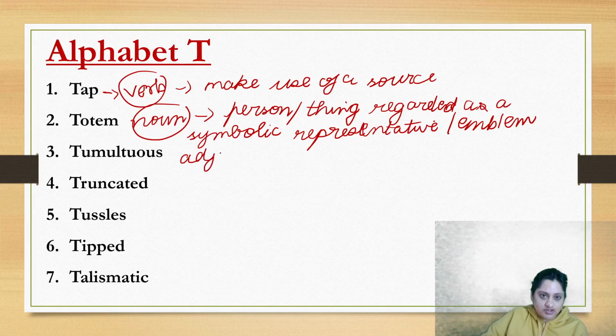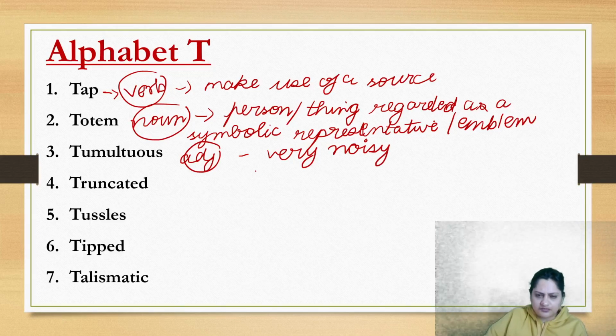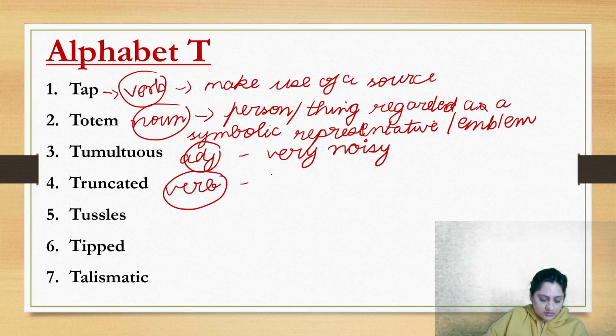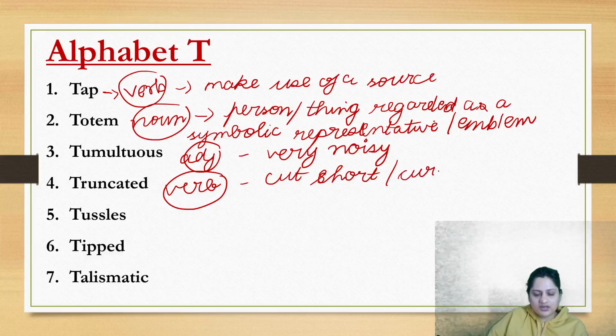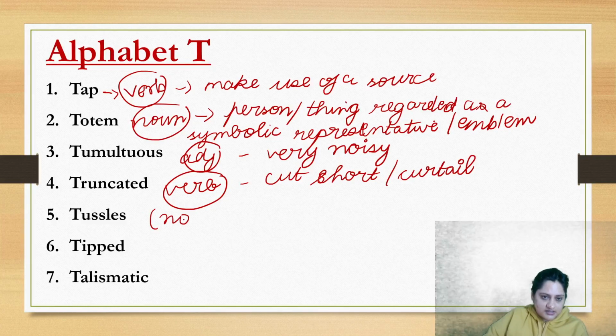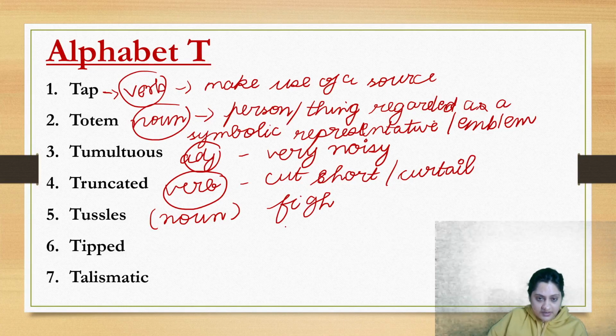Tumultuous is an adjective which means very noisy, because people are excited, there is too much noise, excitement, full of confusion, tumultuous situation. Truncate is used as a verb meaning cut short, curtail, stop, trim, stop from growing. Tussle is used as a noun meaning a fight, a very strong argument.